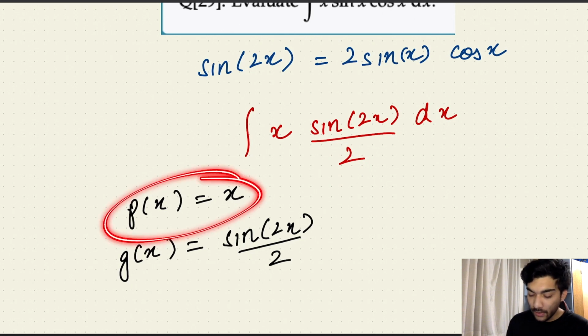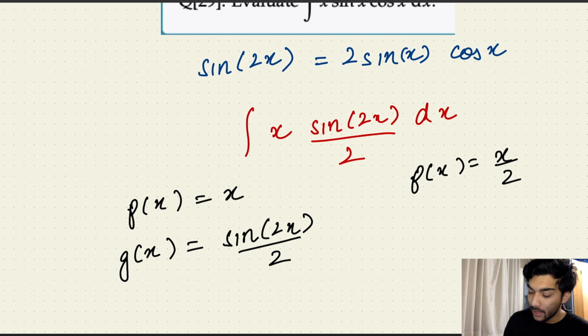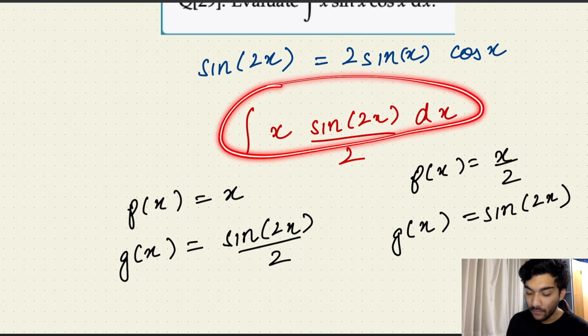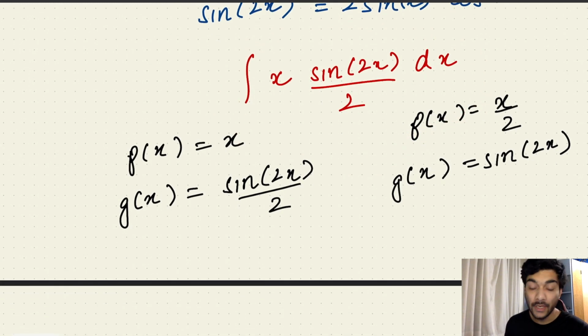Don't worry about the constant, you can include the constant in the x by 2 term as well, whatever seems the most simple to you. If you have to do it the other way around, you can also assume your f(x) to be x by 2 and your g(x) to be simply sin 2x. It won't really matter a lot because the final answer would not change if you take the constant here or here. You can also take the constant out and solve for simply the integral of x sin 2x dx, and then whatever answer you get at the end, you can divide it by 2 to get your final answer.